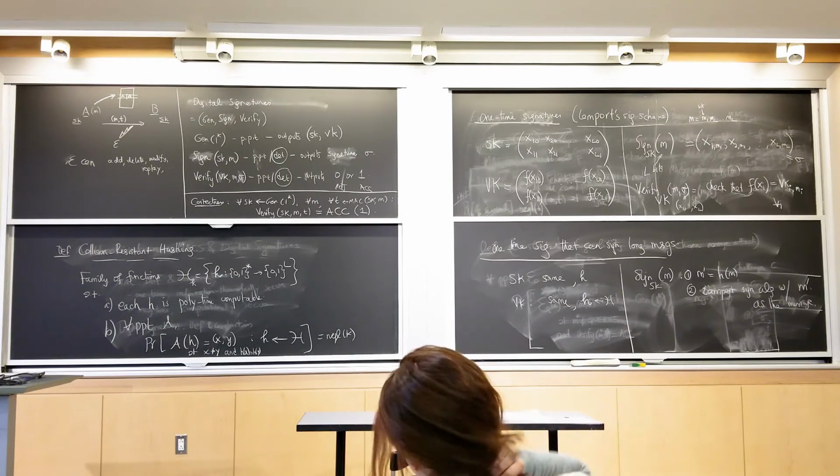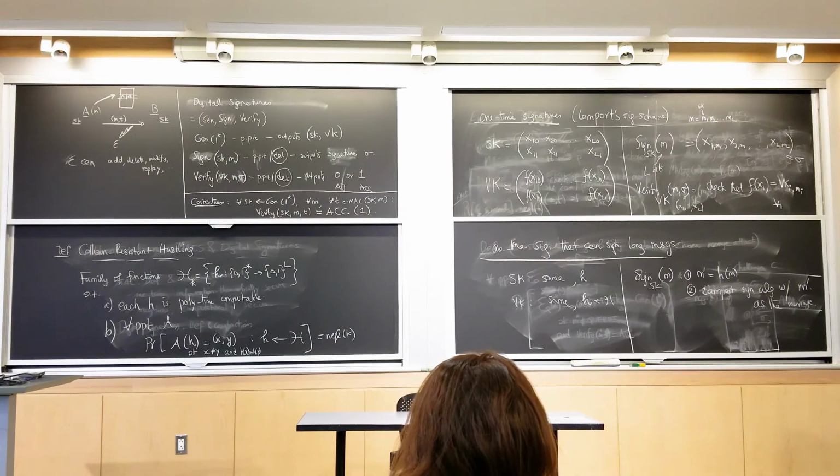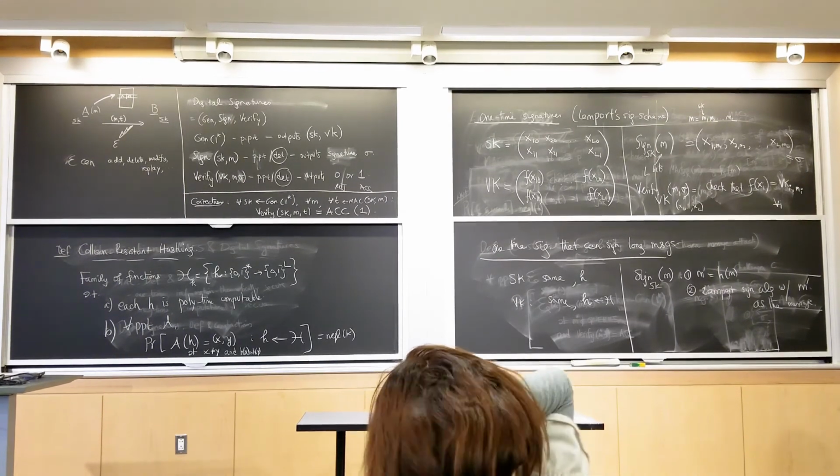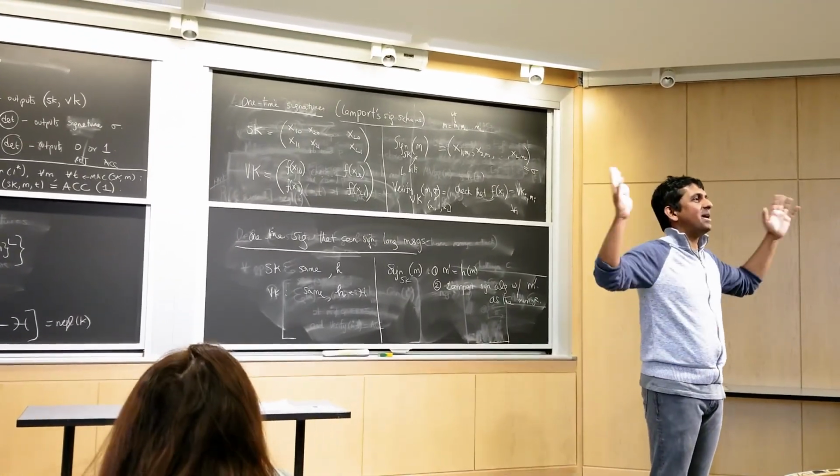How does the verification algorithm work? It gets this long message together with the signature. It says, let me also hash it down. Now I get a short message. Now run the Lamport check. That's it. Is it clear? This is called the hash and sign paradigm.